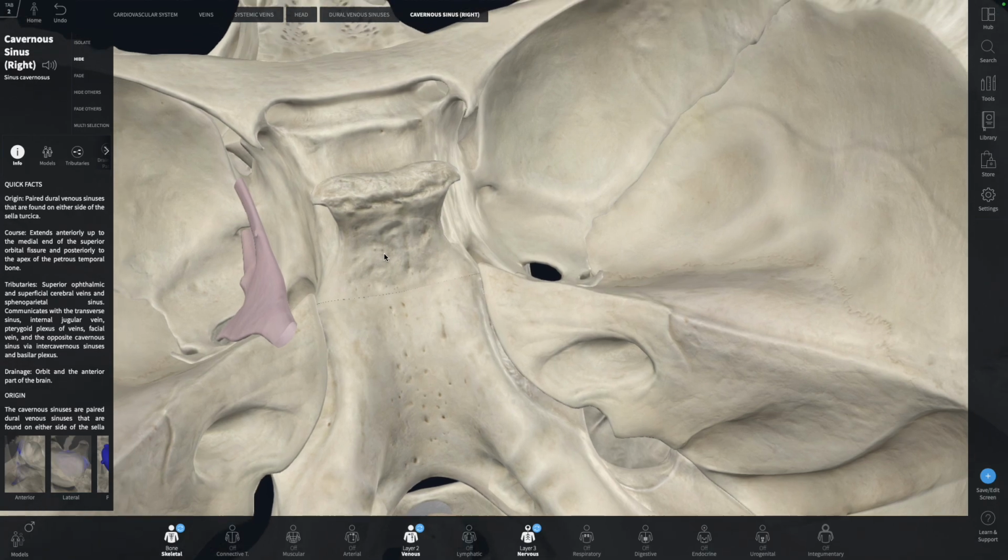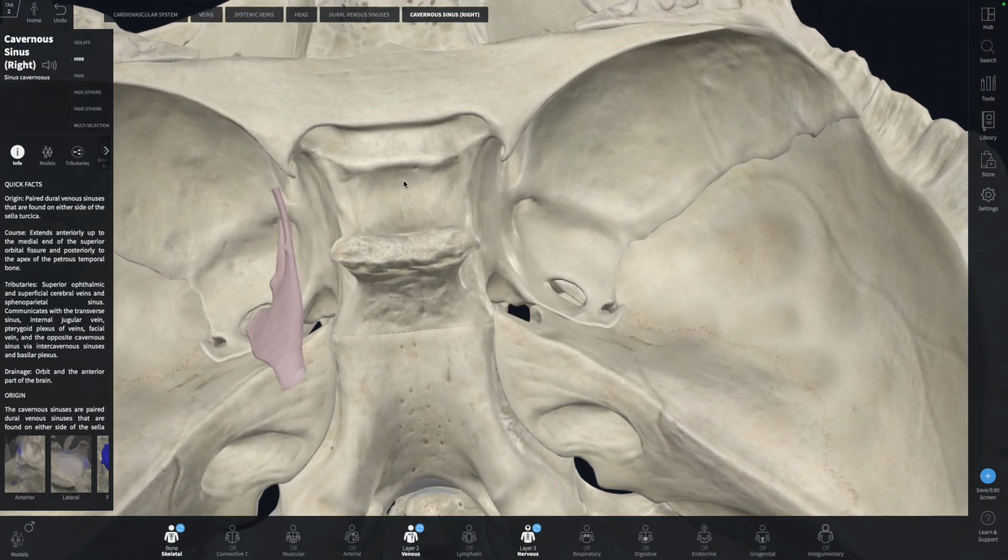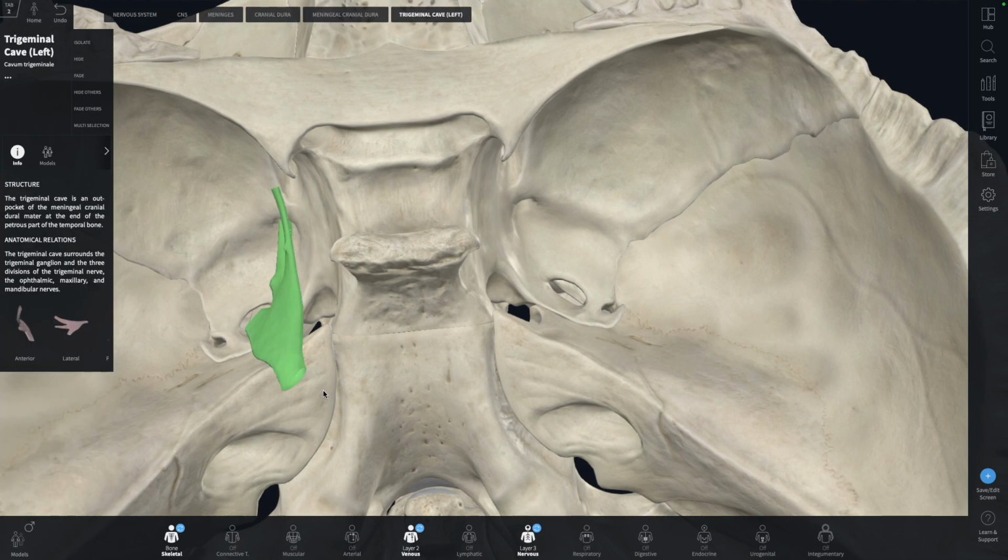Finally, we can see the sella turcica, which houses the pituitary gland just here, as well as the trigeminal cave, which, if we can see the trigeminal ganglion on this side, the trigeminal cave is just located here, over the petrosal ridge of the temporal bone.